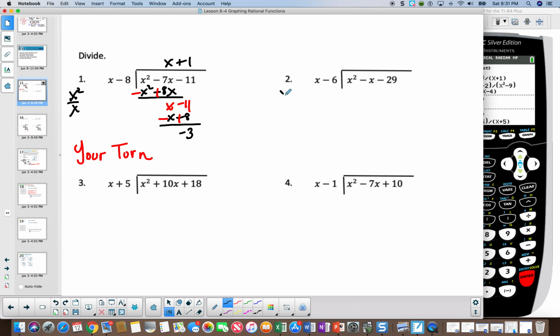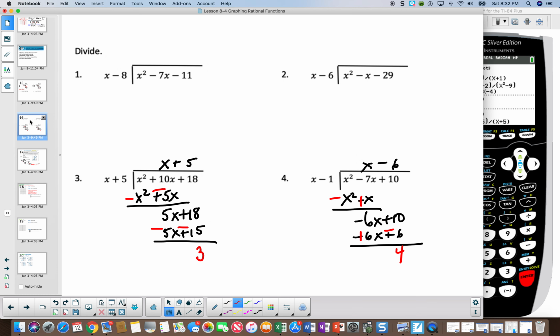Let's do the same thing here. X squared divided by x, it's going to be x in the x column. X squared minus 6x. I want to change the sign. And now I'm going to get a 5x minus 29. I'm going to divide 5x by x. I'm going to get a positive 5. So that's going to be 5x minus 30. And now I'm going to change sign, and that's going to be a positive 1. Here's my answer with my remainder. Let's pause and let you try. And here are the answers.